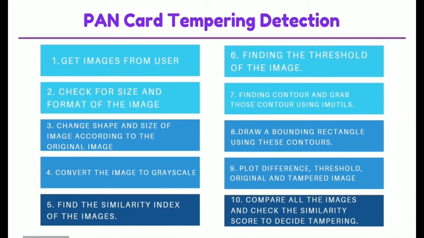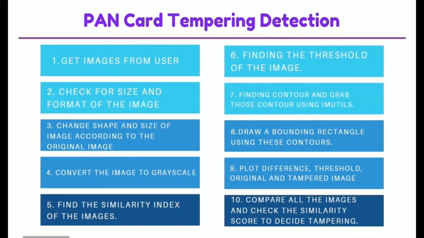We'll find the threshold. We'll find the size and the format of that image. We'll change the shape and size of the image that we get from the user to the original PAN card image. Then we'll convert that image to grayscale to find the similarity index.